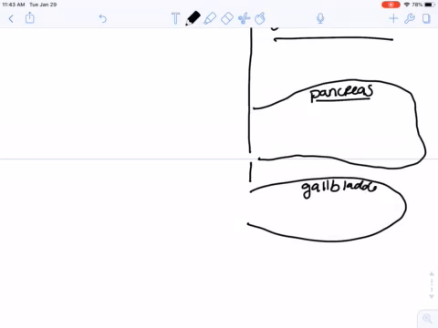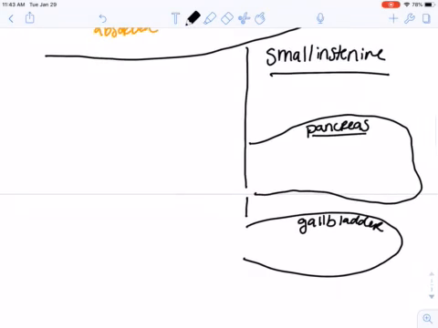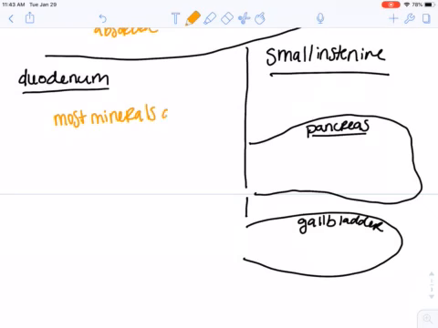This is all occurring in the first section of the small intestine, which is your duodenum. The duodenum is not going to do a whole lot in absorption. So the only thing that we're going to absorb is most minerals. So most minerals are absorbed, because we still need to do a lot of digestion from the pancreas, as well as the gallbladder.